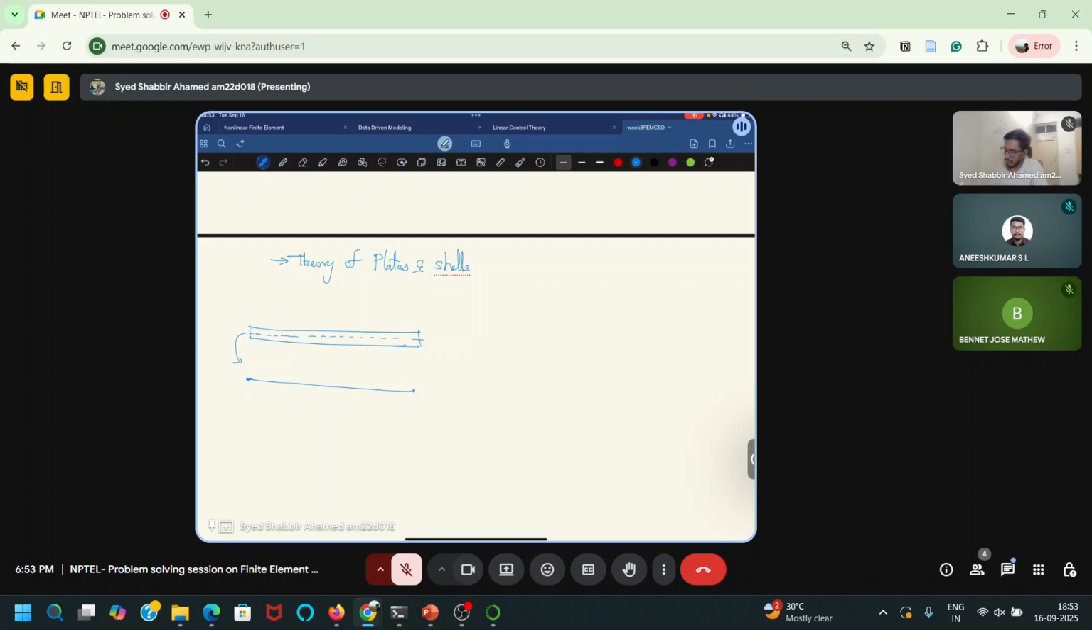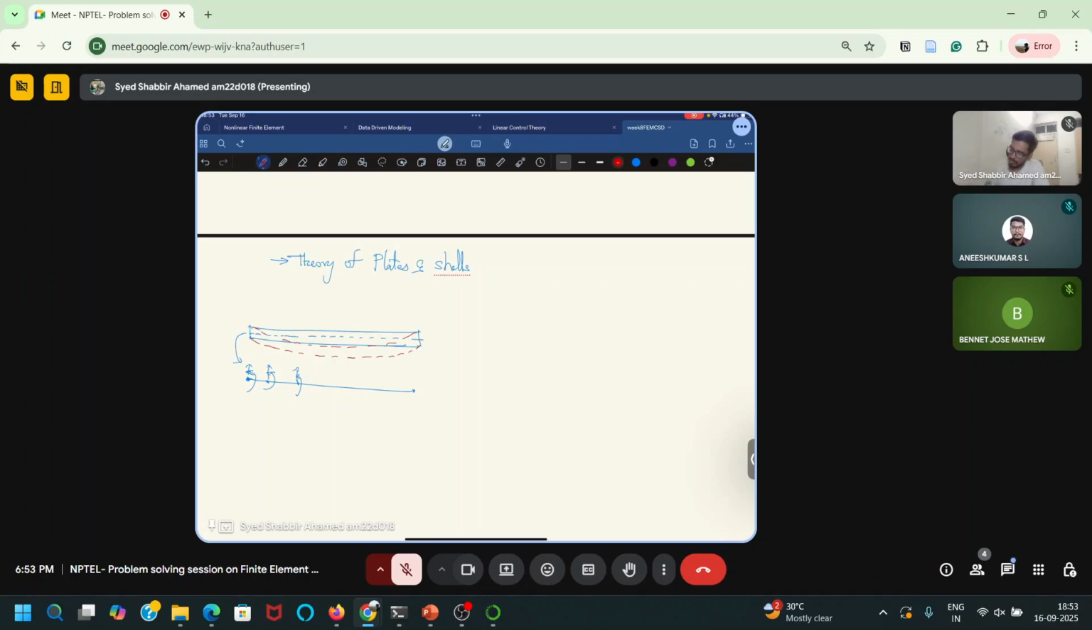So this is a beam. Each node of a beam, if I am dividing it into elements, will have a transverse displacement and also a rotation. So each node will have 2 degrees of freedom. It will bend like this, so it will have a transverse displacement and also a rotation. So 2 degrees of freedom are there.